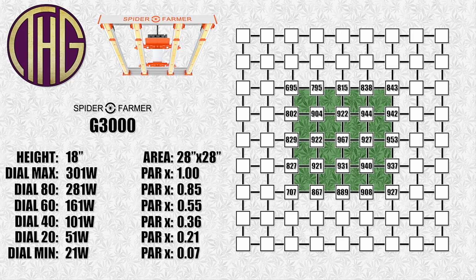Moving up to an 18-inch height, the center reading is now at 967 PAR, and the incredible thing to look at with this light is how even the light levels are in the center and how much more spread out the light is over the space.